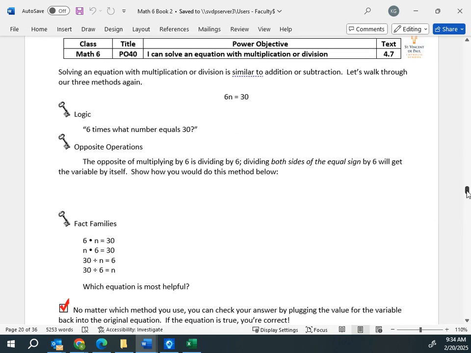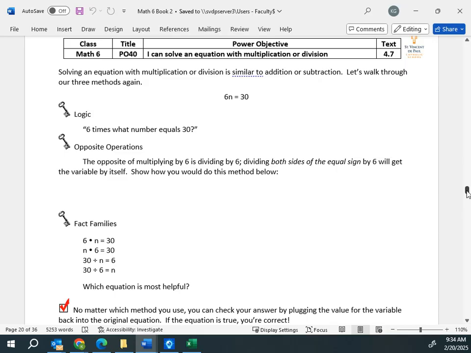PO 40, I can solve an equation with multiplication or division. Remember, use those opposite operations, use your logic. Ask that question, m times what number equals 30? 6 times what number equals 30? 30 divided by 6 equals what number? Okay, be able to use that multiplication and division.